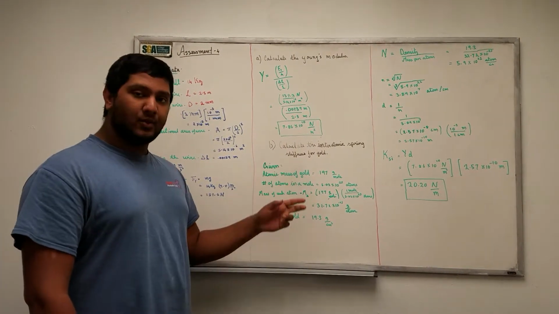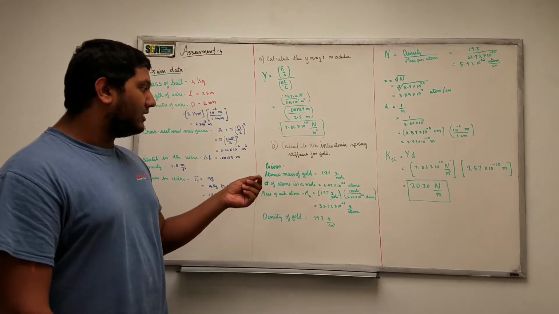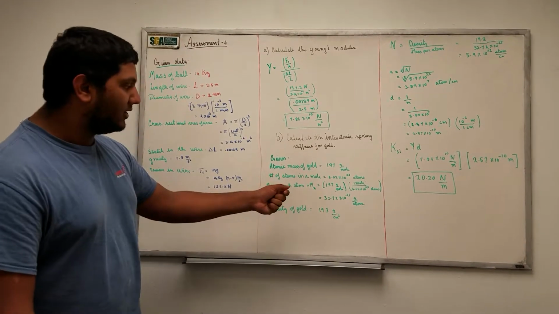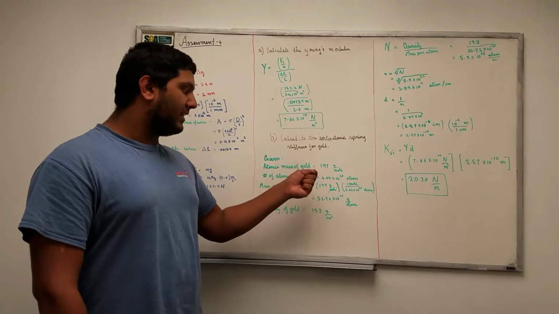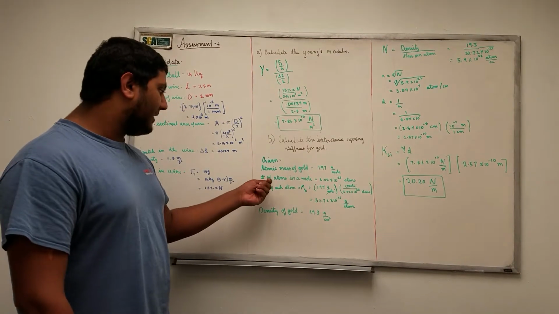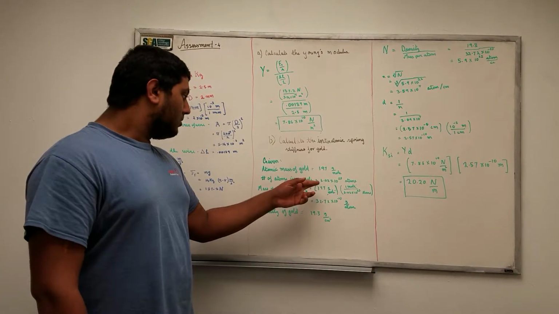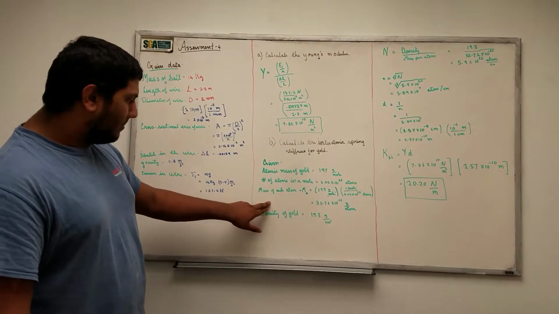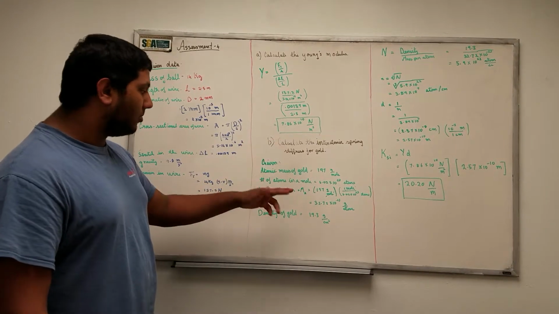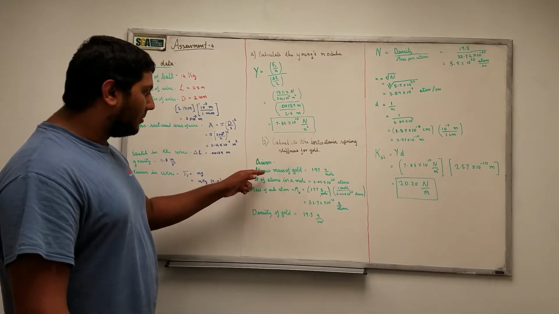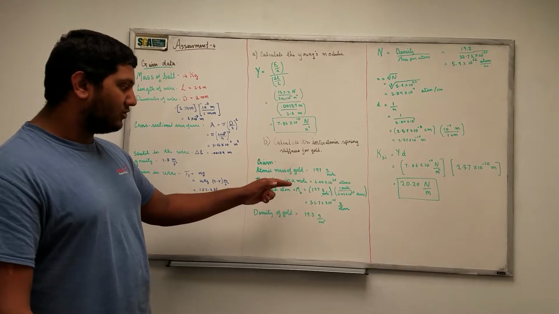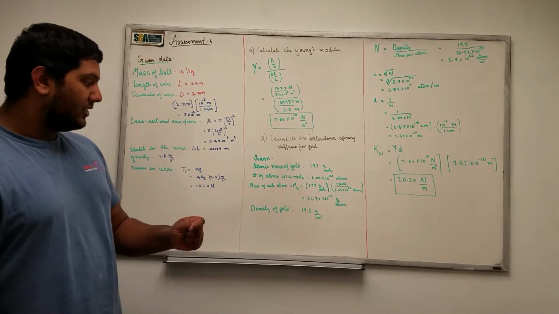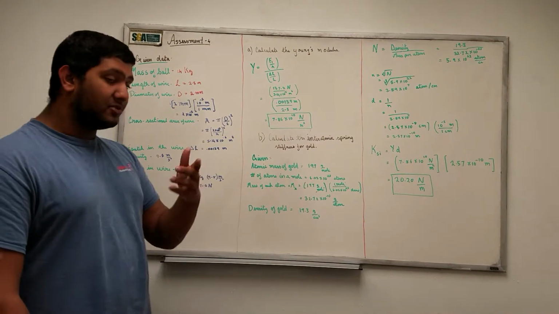And the second part of the question is to calculate the interatomic spring stiffness of gold. The given values are the atomic mass of gold, which is 197 grams per mole, and the number of atoms in a mole, which is Avogadro's number, 6.02 times 10 to the 23rd atoms, and the mass of each atom, which we need to solve the problem. That is the atomic mass of gold divided by Avogadro's number, which gives us a value of 32.72 times 10 to the negative 23rd grams per atom.